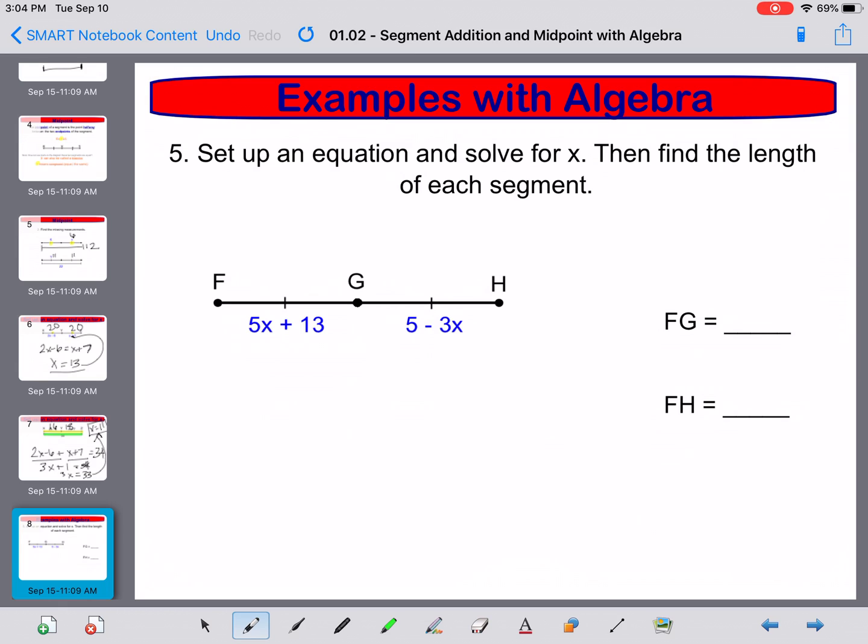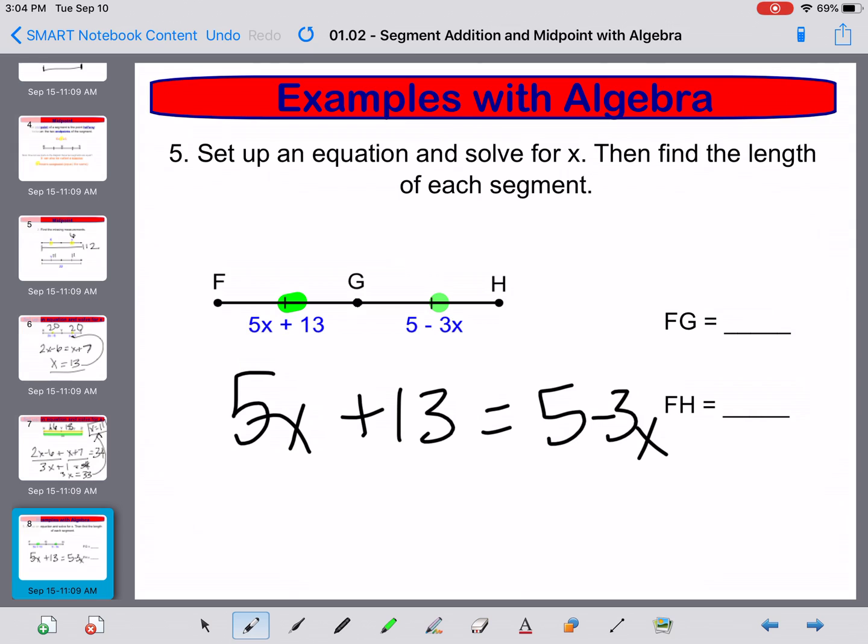Okay, give it another shot, see what you get. Because this is congruent, I know that they have to be set equal to each other, so I'd have 5x plus 13 equals 5 minus 3x. It doesn't matter what's set up on there. We know that they're congruent, so then I would just go through the process of solving. So I should end up getting FG, which is the smaller one, is 8, and then FH, which is the whole thing, would just be double, so I get 16.